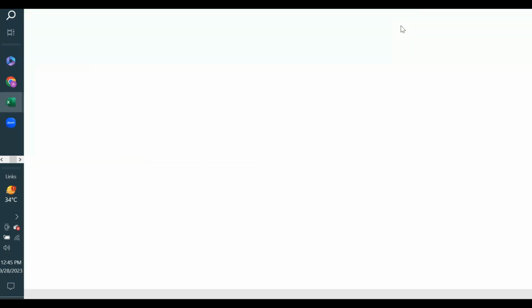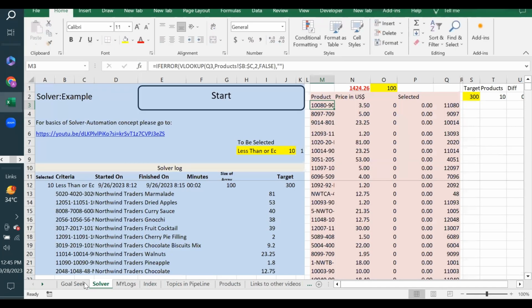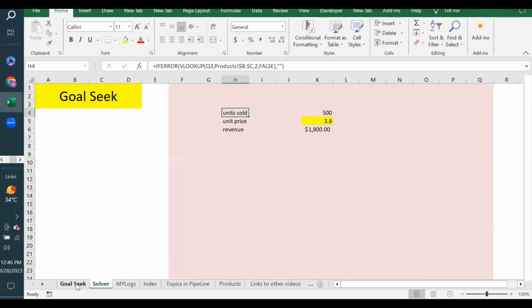So now we are clicking. This will load the solver module, in which, as part of our solver module, we have a goal seek example set for you. In the previous video, we showed you that you can use goal seek to determine what price you would need if you have a certain target of revenue for a given number of units sold, right? So it has calculated it.